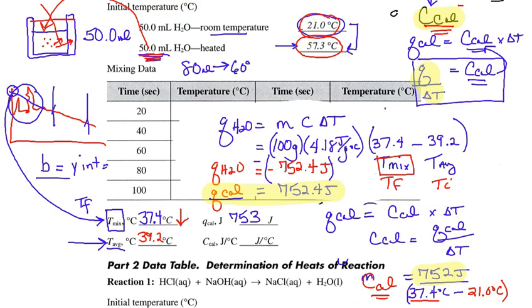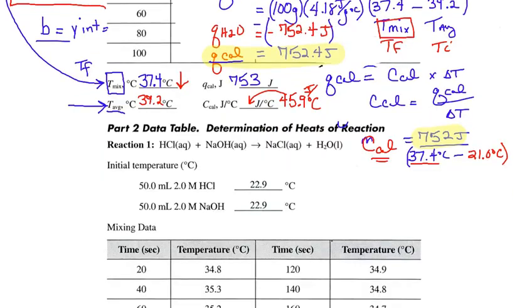752 divided by parentheses of 37.4 minus 21, close the parentheses, and what I get, rounding off to 3 sig figs, is 45.9. All right, so that would be 45.9 degrees Celsius. That would go in there. Of course, it's joules per degree Celsius. So that'd be joules per degree Celsius, 49.9. And that's the hardest part. So once you have C of cal, we're off and running. So let's continue in this process.